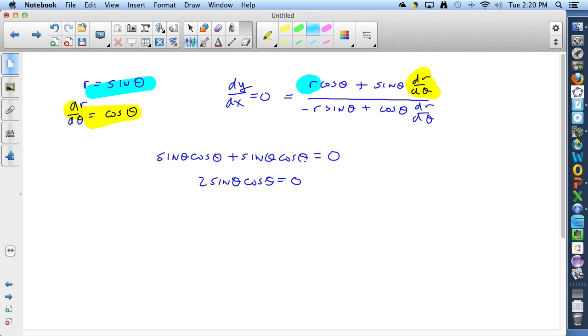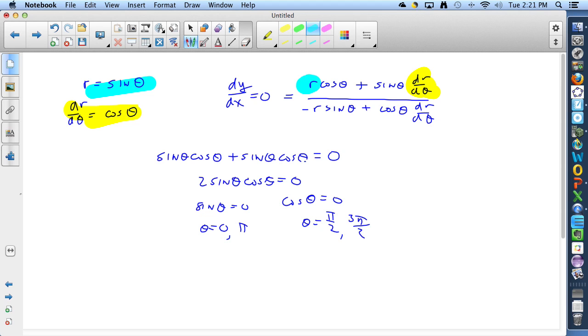If the product equals 0, what has to be true about the factors? Either sine of theta equals 0 or cosine of theta equals 0. So when is sine of theta equal to 0? When theta is 0, pi. When's cosine equal to 0? Pi over 2. It would also be 3 pi over 2, but that's not on the interval, because it's only from 0 to pi. All right, fine. So I don't have to worry about that.